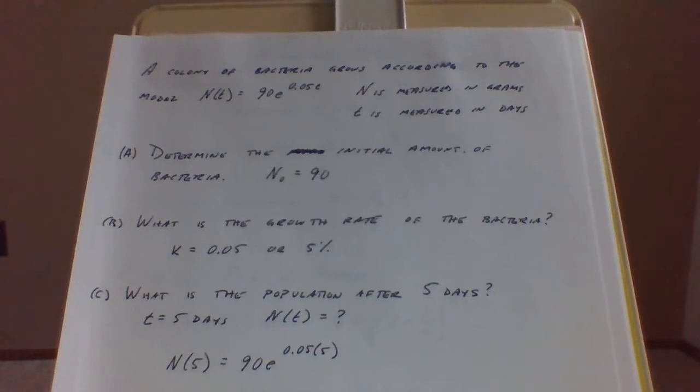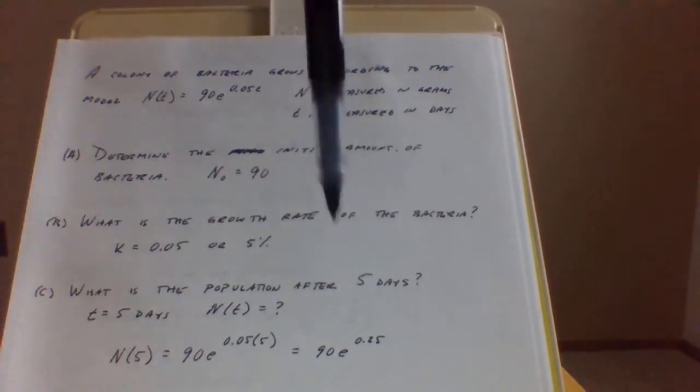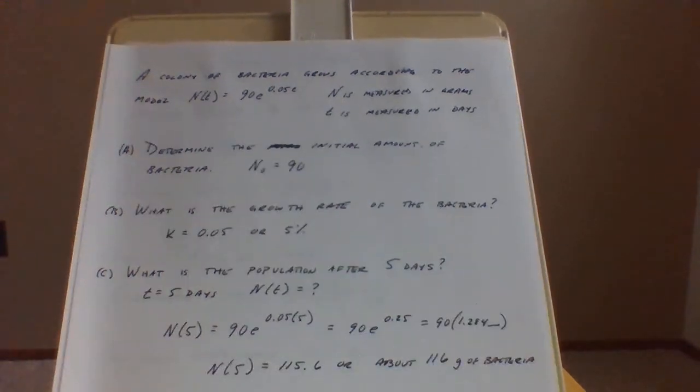Now let's go ahead and use our calculator. This might be one of those problems where you want to simplify as you go instead of trying to type everything in all at once. So let's go ahead and simplify what we have. I'm going to go ahead and simplify this exponent to 0.25. Now let's go ahead and calculate this out with our calculator. After using our calculator, we get about 115.6. I'm going to go ahead and round that to the nearest whole number. So let's call that 116 grams of bacteria.